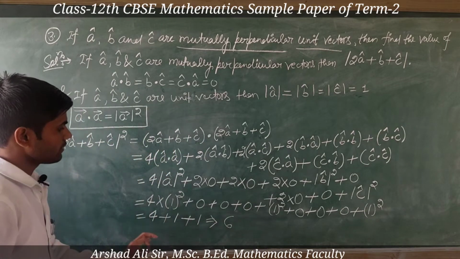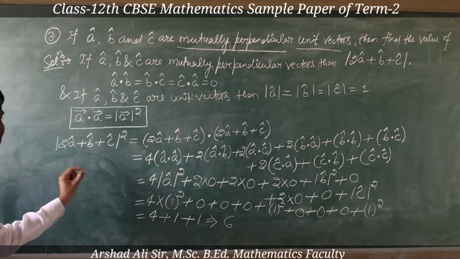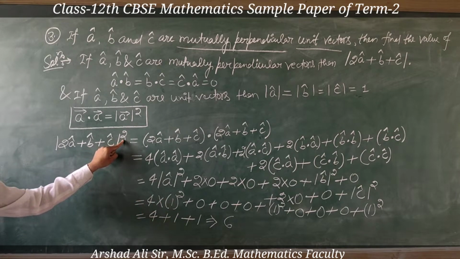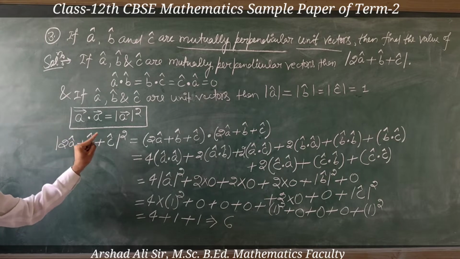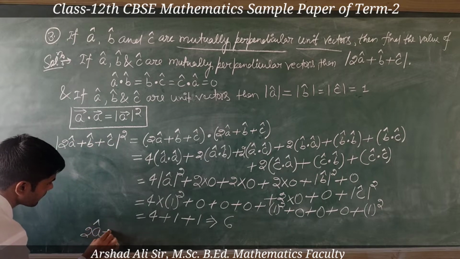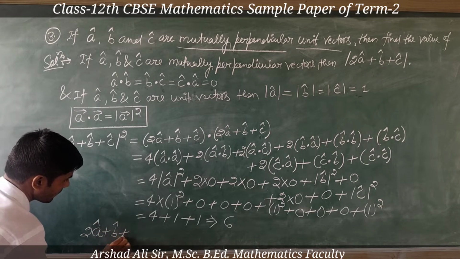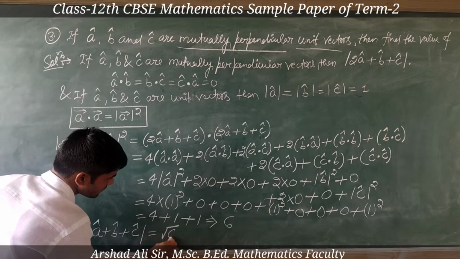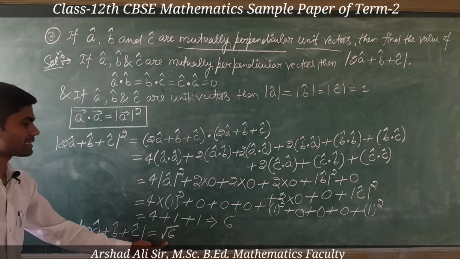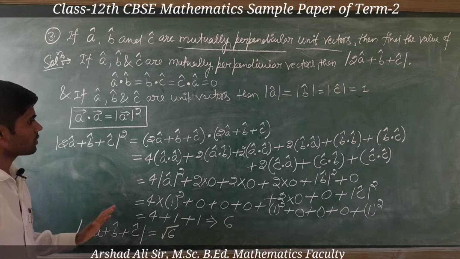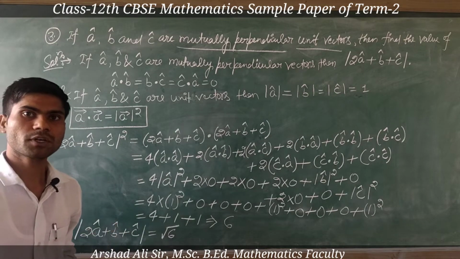Okay, so dear student, 6 is the value of mod of 2a cap plus b cap plus c cap whole square, but we should remove the square. So what will we get? |2a cap plus b cap plus c cap| is equal to square root of 6. Okay, so square root 6 is the correct answer. So it was our question number 3. Now we will start question number 4.